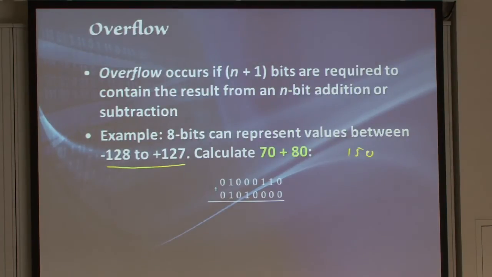So we'll take 70 plus 80, try to add them together. So no carry. Just by looking at this 8-bit number, I can tell this is a negative number because the most significant bit is 1. So I already know that I've got the wrong answer. Because adding two positive numbers cannot or should not give you a negative number. So how can I tell that this caused an overflow? My carry out was zero, so that doesn't quite tell me much.